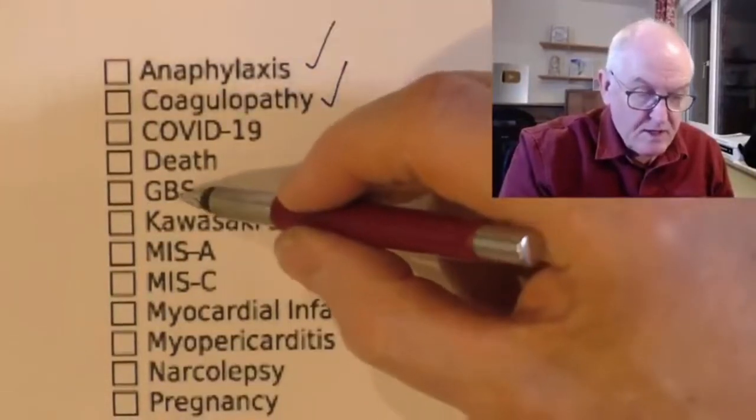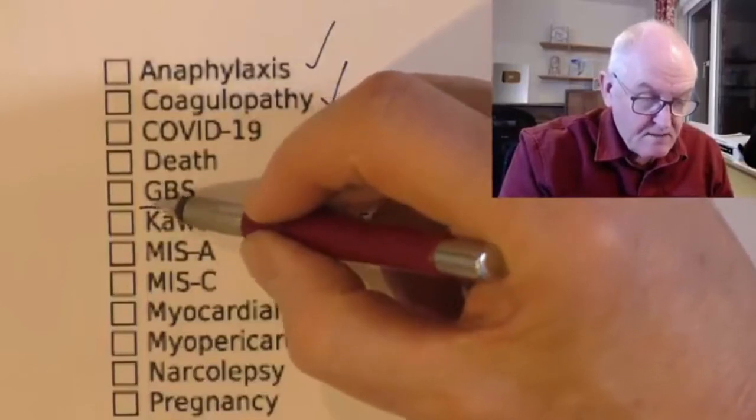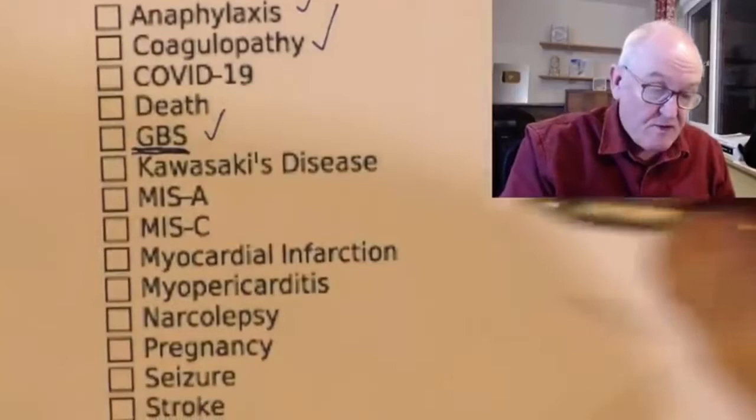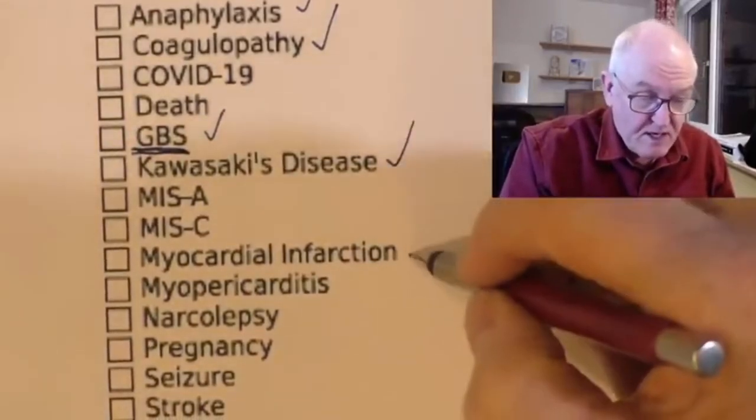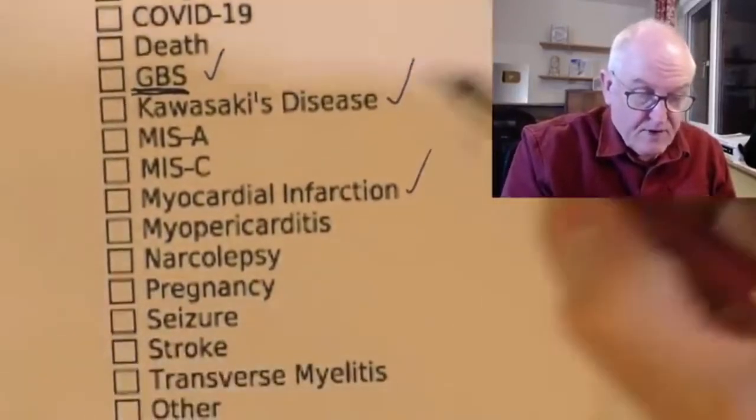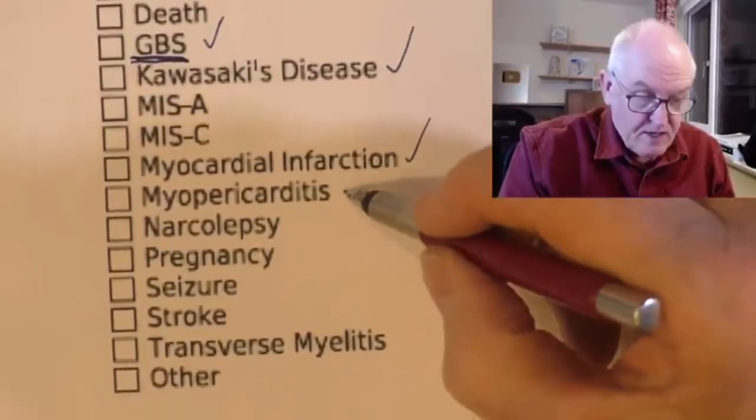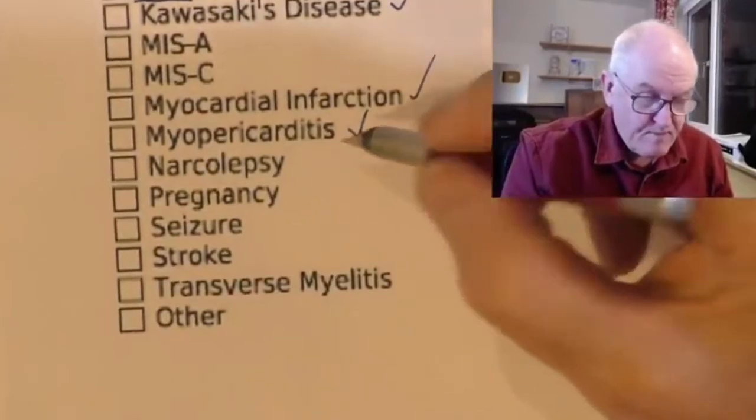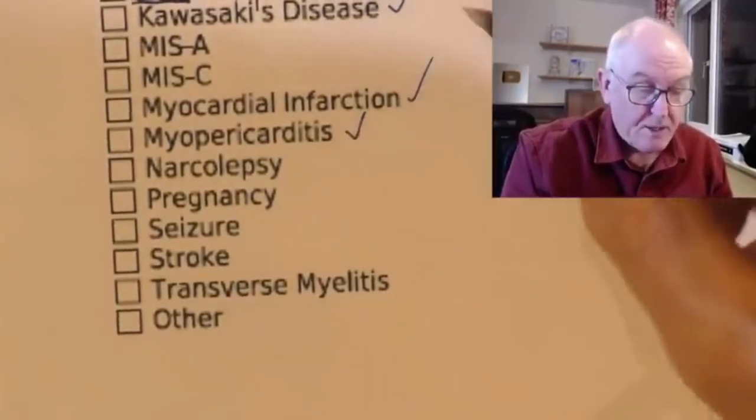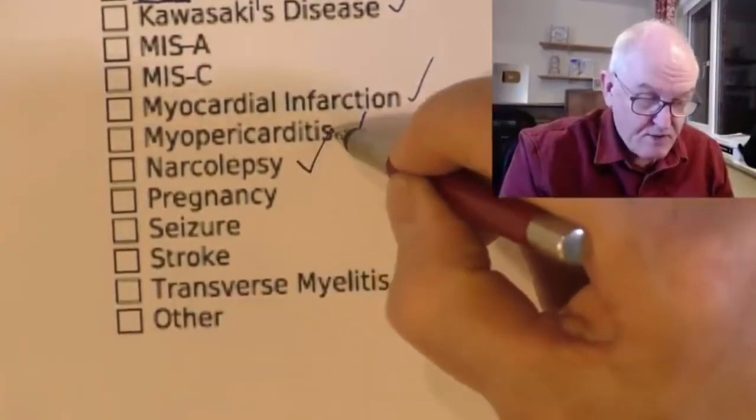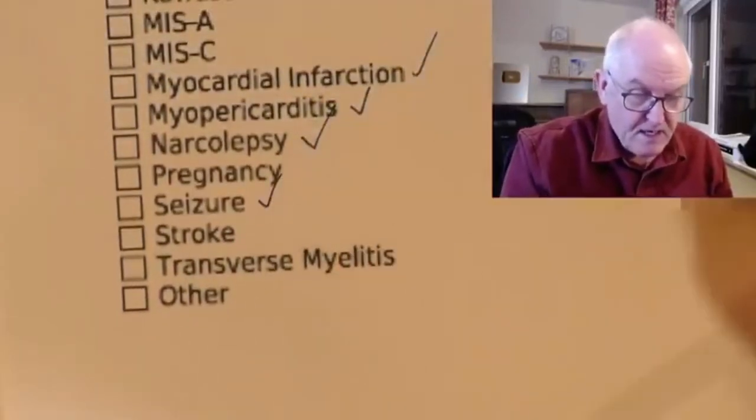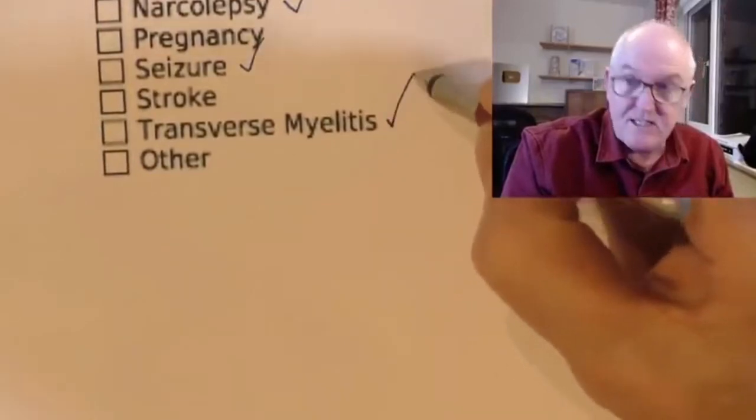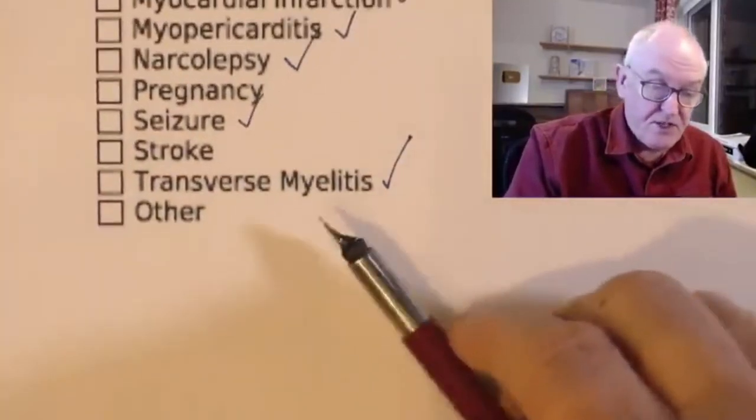You wouldn't have a clue. GBS, how do we even know it stands for Guillain-Barré syndrome, let alone what it is? Kawasaki disease, an inflammatory disease. Myocardial infarction, blocking off of part of the heart muscle. Myopericarditis, inflammation of the pericardium and myocardium. Narcolepsy, you're always falling asleep. Seizures, fitting. Stroke is a cerebrovascular accident. Transverse myelitis, it is a transverse lesion across the spinal cord.